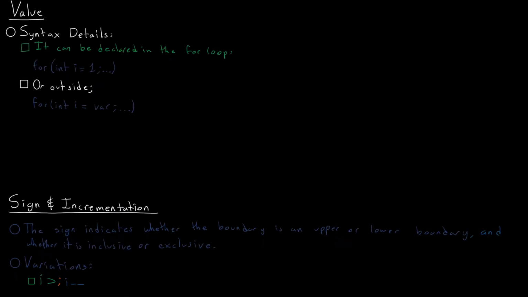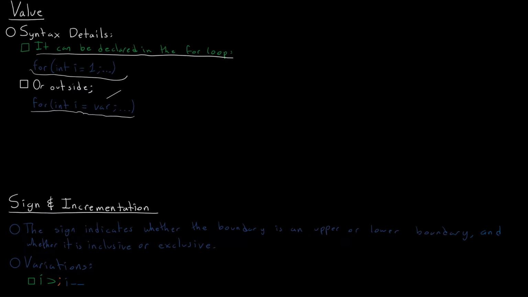So let's go more in depth into each one of these points. The syntax details for value is that it can be declared in the for loop, like so. i is just an example name, like I said: int i equals 1. Or it can be declared outside. So for int i, we can name the variable which is declared outside of the for loop. Now, when do we declare it inside, and when do we declare it outside?